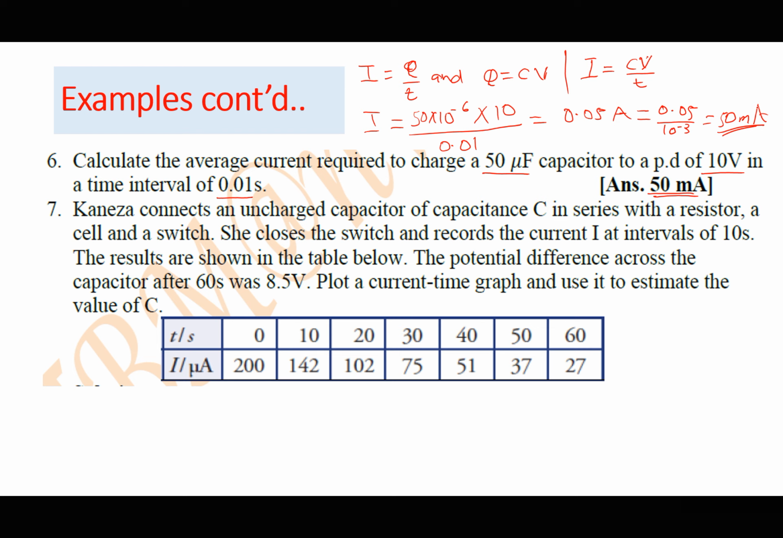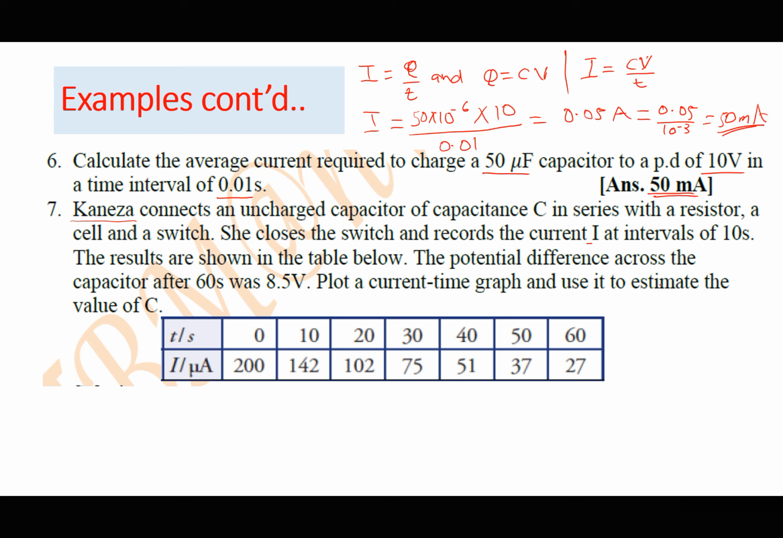Then Canesa connects an uncharged capacitor of capacitance C in series with a resistor, a cell and a switch. Canesa is a random name, I think. She closes the switch and records the current I at time intervals of 10 seconds. So after every 10 seconds, the results are shown in the table below.